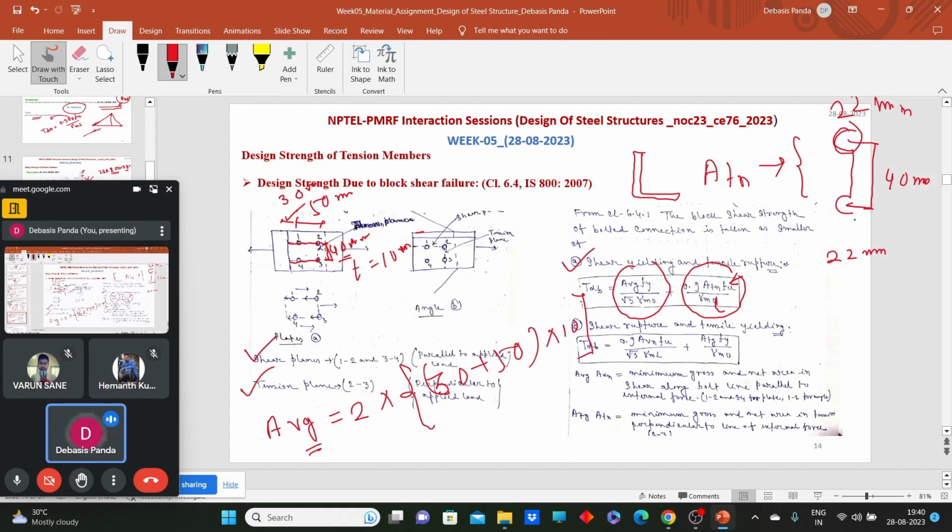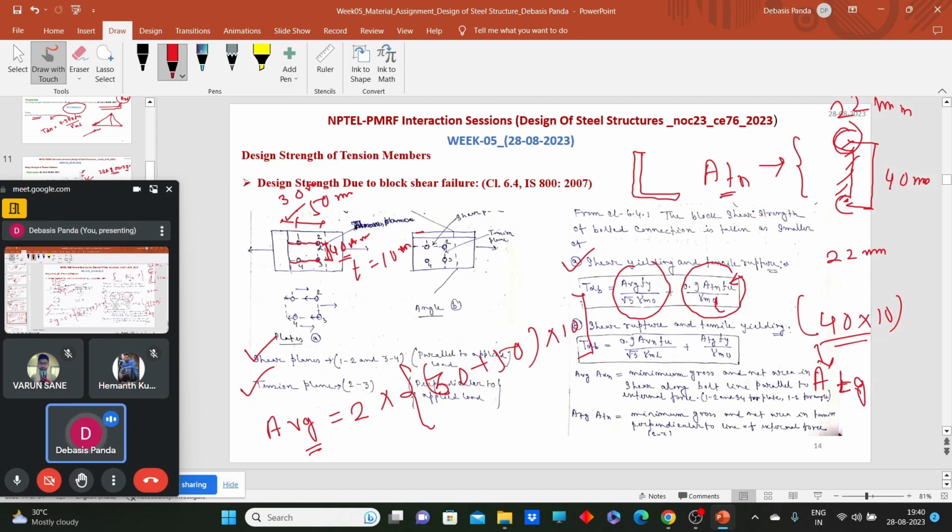First tell me what will be the gross area along this tension plane. What will be the gross area without any bolt hole? Nothing but 40 into 10, if 10 is my thickness of the plate. That is ATG, that means gross cross sectional area along the tension plane. Yes or no? Now what will be ATN?